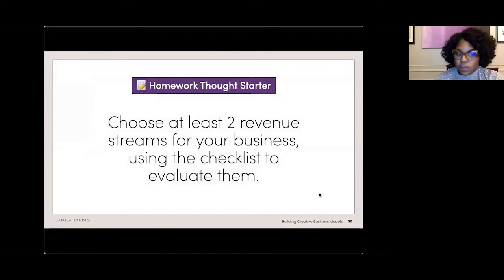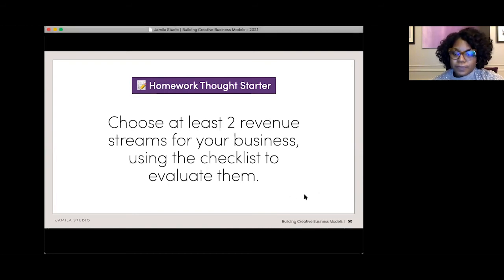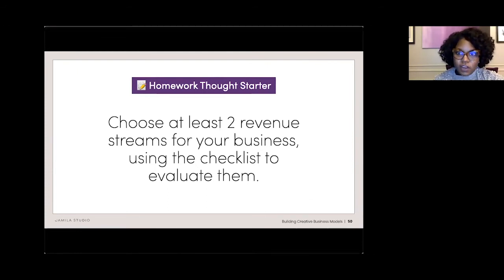So, homework thought starter. Choose at least 2 revenue streams for your business, and use the checklist to evaluate them. They could be a mixture of time dependent and time independent. It could be just one or the other. You don't have to stop at 2. I would much rather you have 2 just in case one falls through, but have at least 2 revenue streams. And make sure they fit into your life, they meet the needs of your customers, and they agree with your values.